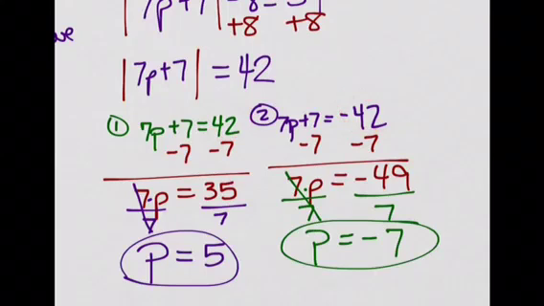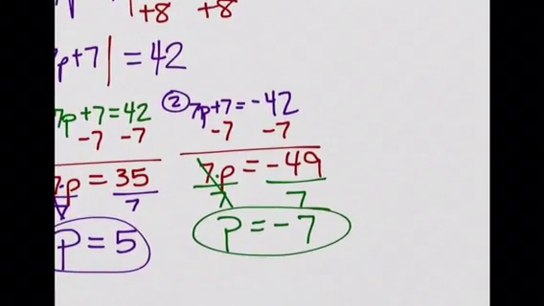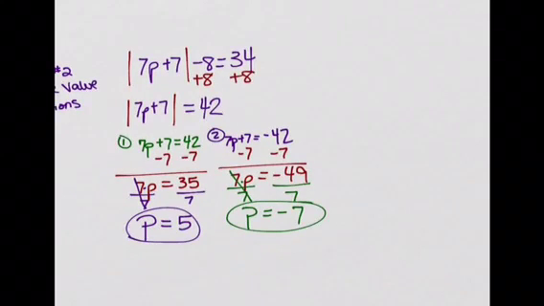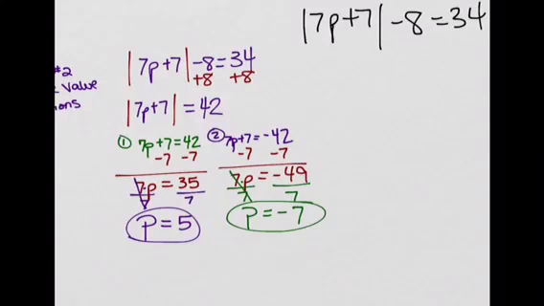Okay, now let's go back and check these answers real quick. I'm going to slide over here for a second. Slide up here. There's my original problem that we started with. So let's go ahead and just check these real quick. Let's see if I can, we'll do this in black. Okay, so I end up with the absolute value of 7p plus 7, minus 8, equals 34. So I'm just going to go ahead and check these real quick. Let's go ahead and check 5.